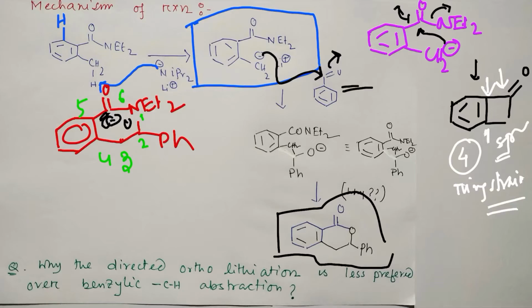So if this oxygen attacks this carbonyl carbon, then it will result in a 6-member ring formation. Let's draw this 6-member ring. So this is, and in this case the carbonyl group will be there, and after this opening, what will happen? It will open, so O minus will come back, and this NEt2 will leave. So if this leaves, then it will result in this ring formation.